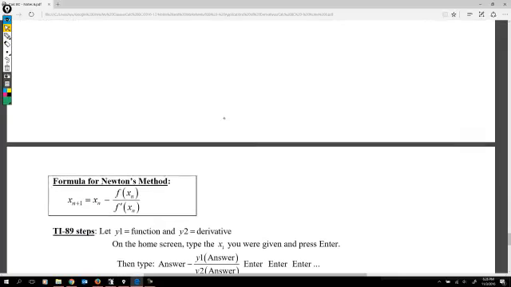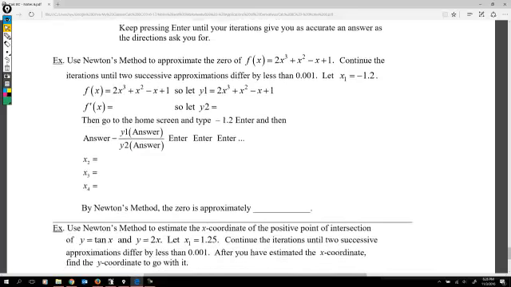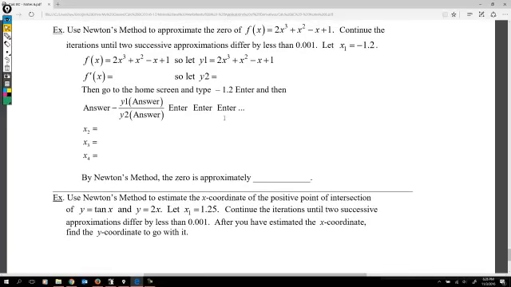Let's move on to an actual example, and I think it'll help you out. This says TI-89, but this works just fine for TI-84s, and I'll show you. This gives you a rundown of how we can let our calculators help us. First, we're going to use Newton's method to approximate the zero of my trinomial here.